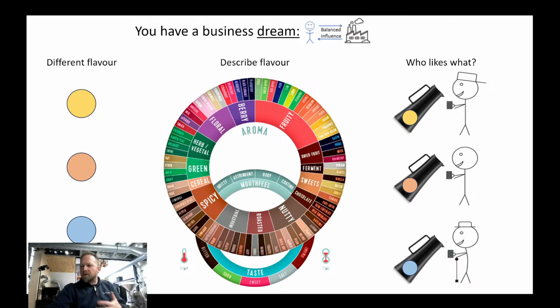In the process of optimization, it's important that you are creating a set of samples, and the flavor differences need to be big enough to be relevant.